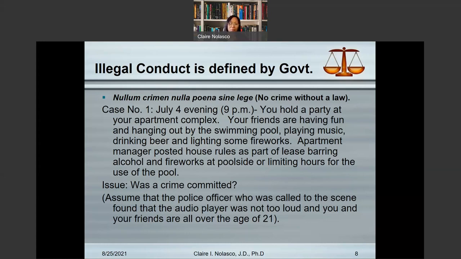No, because here there is no law barring it. Nothing was prohibited. None of the actions violated criminal law. The fact that the apartment manager posted the house rules, okay, barring alcohol or fireworks, does not make the act criminal because an apartment manager is not the government.